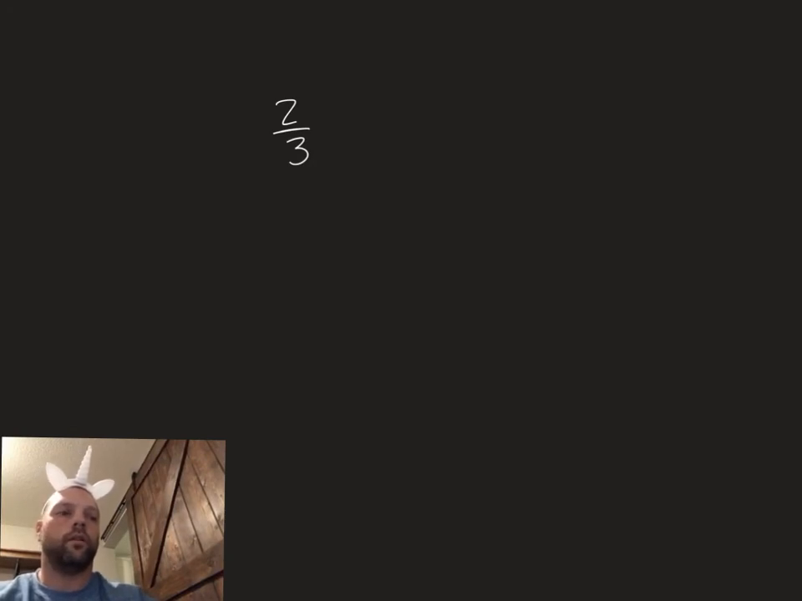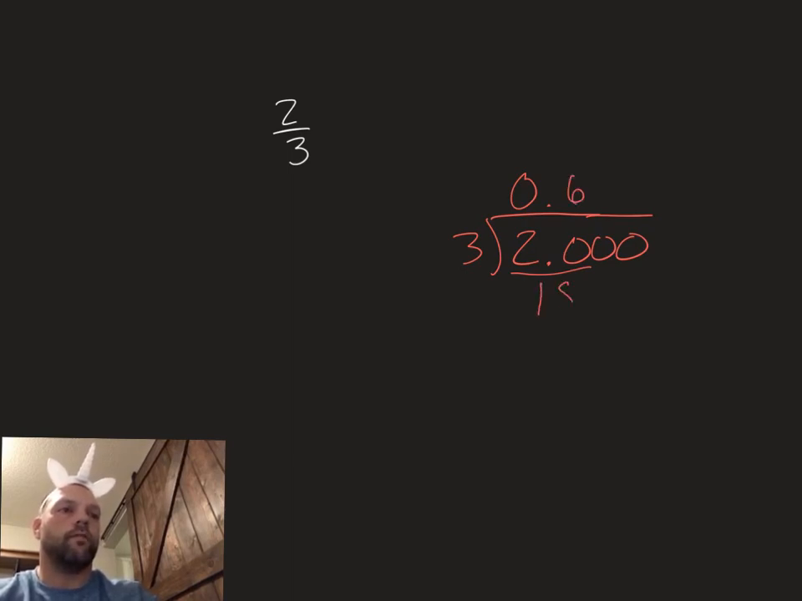All right, taking a look at our last example. So 2/3, 2 goes on the inside. Again, I'm going to add some zeros to it. 3 goes on the outside, my denominator. 3 cannot go into the 2, so that's a 0. Bring in my decimal point. Now we're looking at 20, so 3 goes in 20 6 times, and that's going to give me 18. 20 minus 18 is going to give me 2.